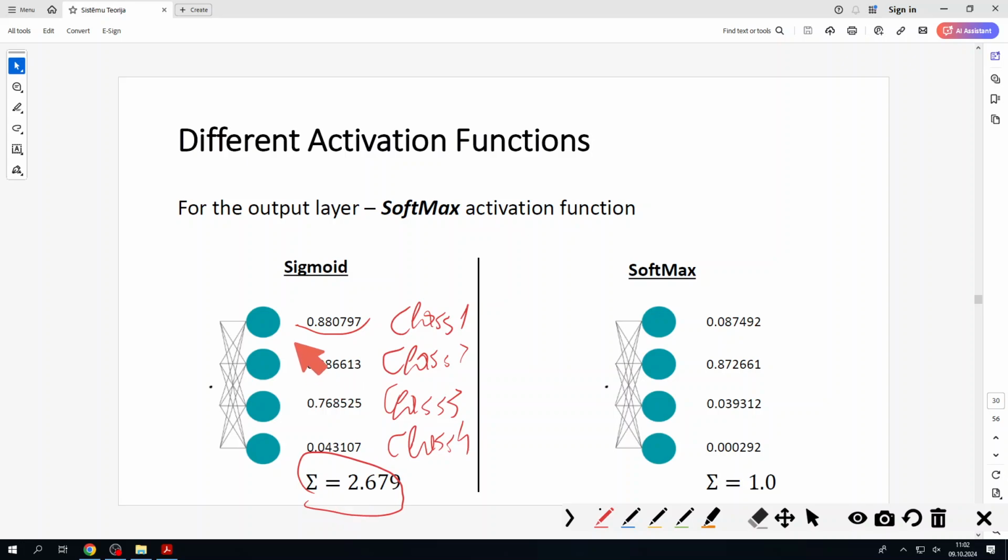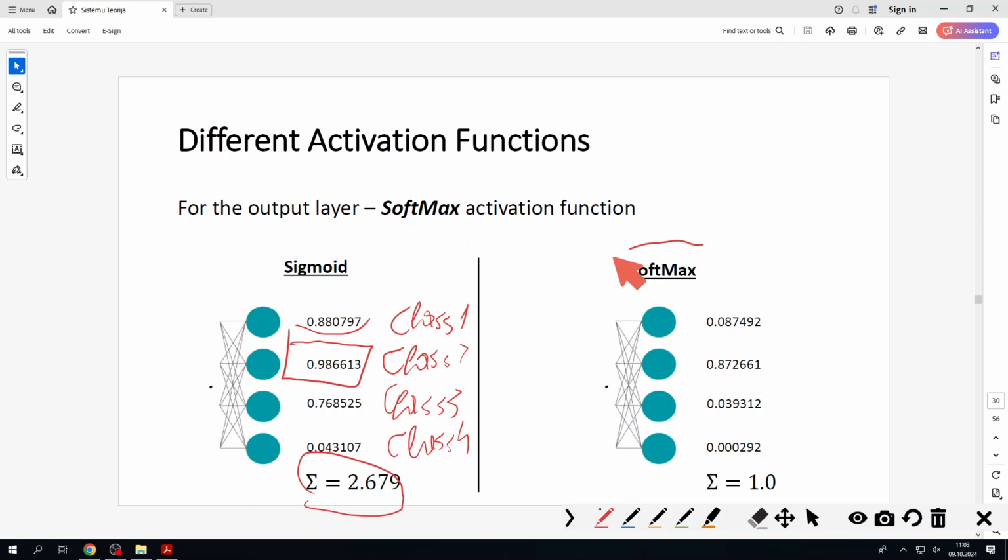Yes, we can obviously say that this is probably class 2, but how confident can we be about that if class 1, for example, also has quite a high probability of 0.88, or class 3, 0.76? The difference between class 1 and class 2 is not so huge, and it still leaves us some doubt whether we are correct in saying that this is class 2, because class 1 also has a high probability. It's just that class 2 has a bigger probability, and therefore we believe that it is true.